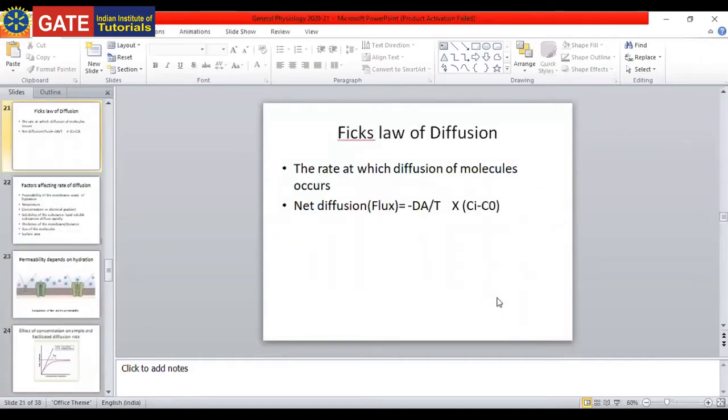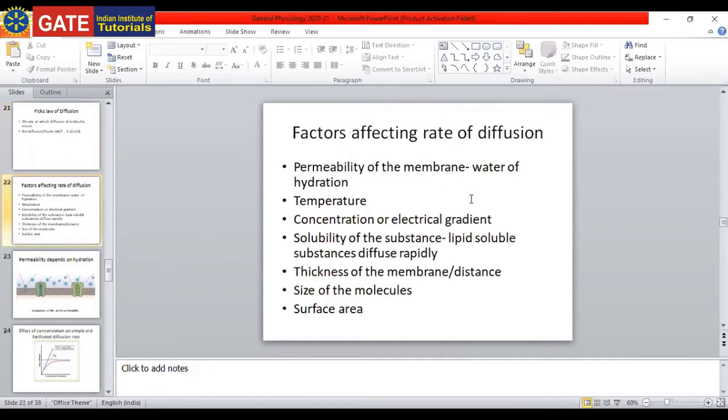What diffusion depends on is given by Fick's law, and it says that diffusion is directly proportional to the surface area, inversely proportional to the thickness, and proportional to the difference in the concentration across the membrane. Okay, so that's about it. Depending on the permeability, this is what I was telling you.